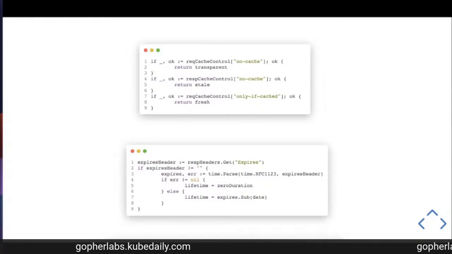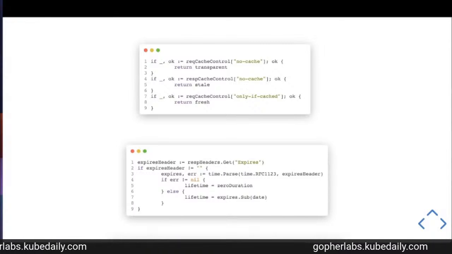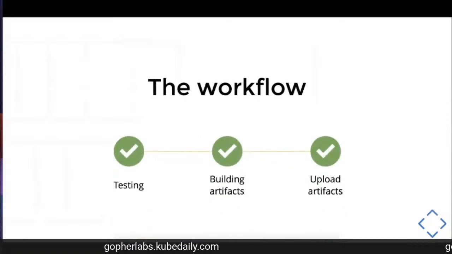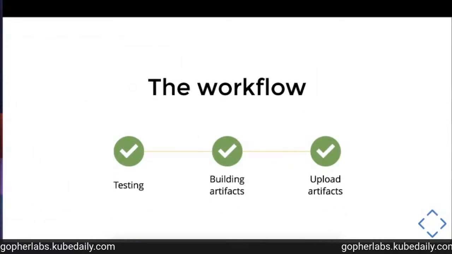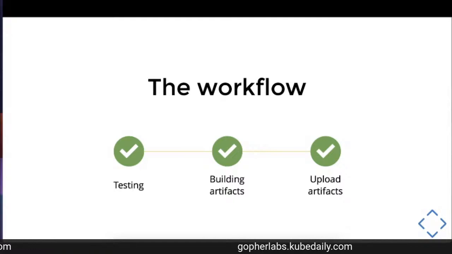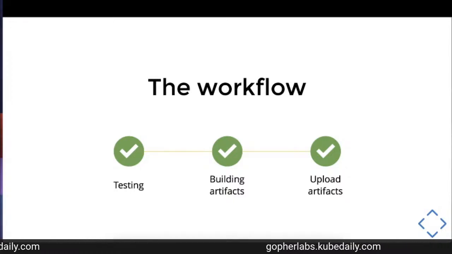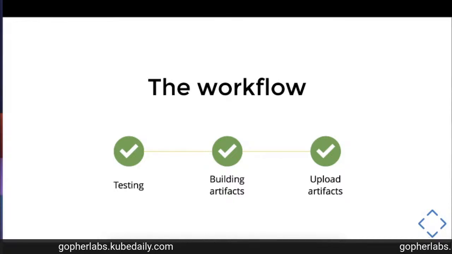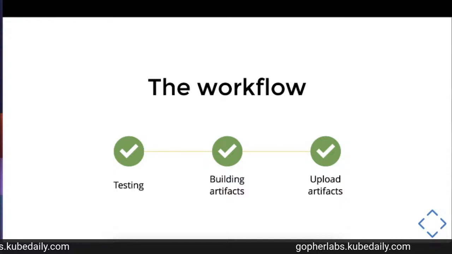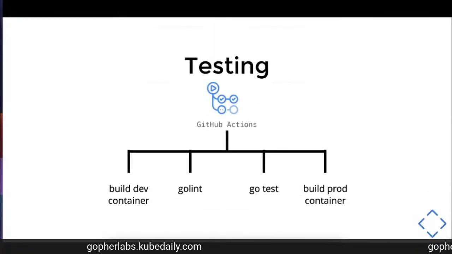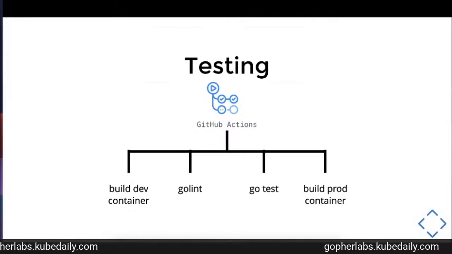And another subject is the deployment. So the workflow. We have three parts. The first one is for the testing, then the building of the artifacts, and the last one is to upload artifacts to GitHub and Docker. So everything is managed by GitHub Actions.